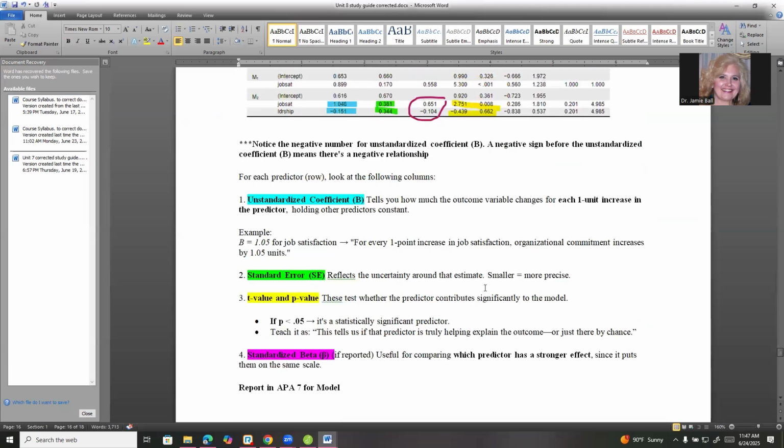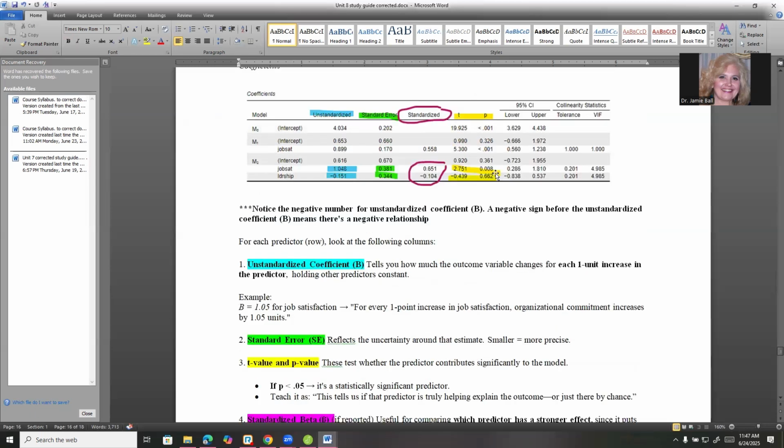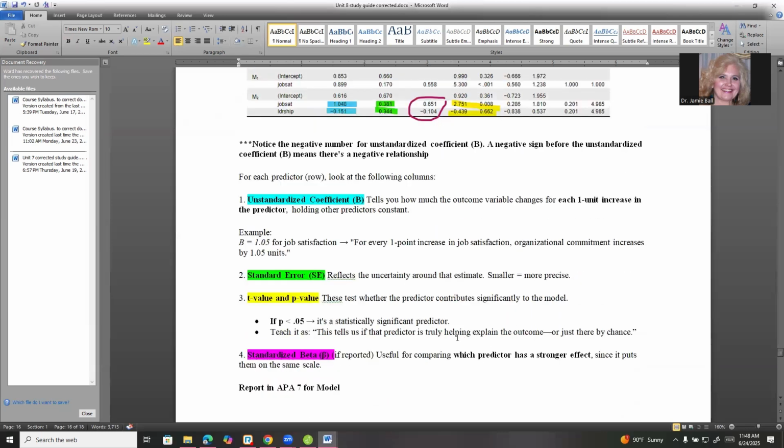Now let's look at leadership. Leadership, again, was not a significant predictor. So it did not significantly contribute to the explanation of organizational commitment.